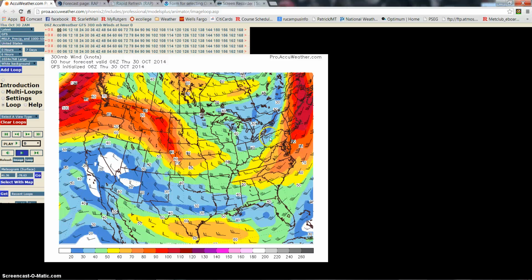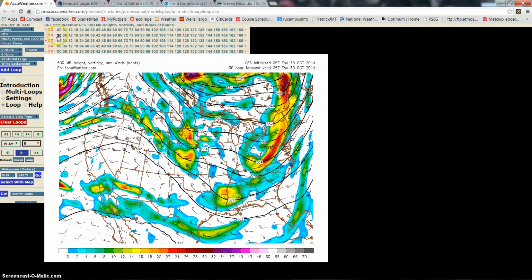So we're looking at downward vertical motion here over New Jersey because we're in a left entrance, and that would allow me to assume clear weather, which if you look outside this morning, it's pretty clear right now.